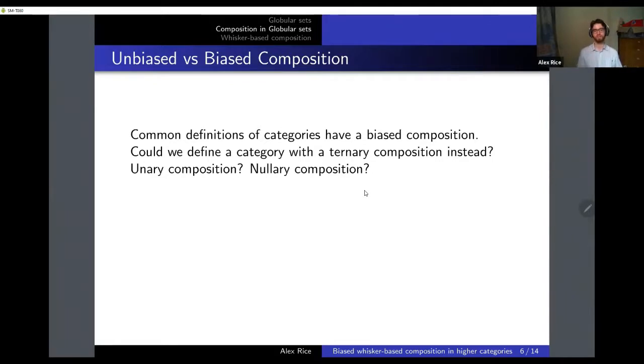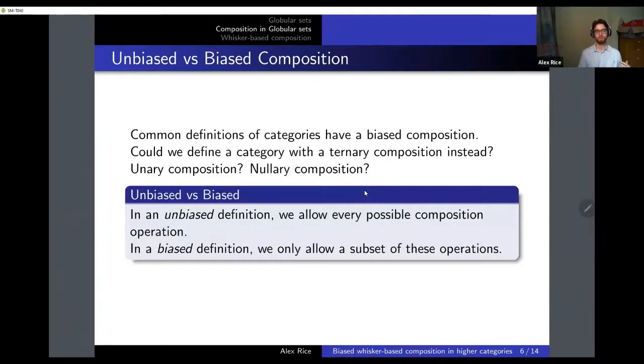But the point is, we could actually define a category to have all these types of composition. So we could have a composition for every n-chain of arrows. And if we had done that, that would have given us an unbiased definition. So we allowed every possible composition operation that made any sense. And then in a biased definition, we're only allowing a subset. So our normal definition, as I said, we're only allowing binary compositions.